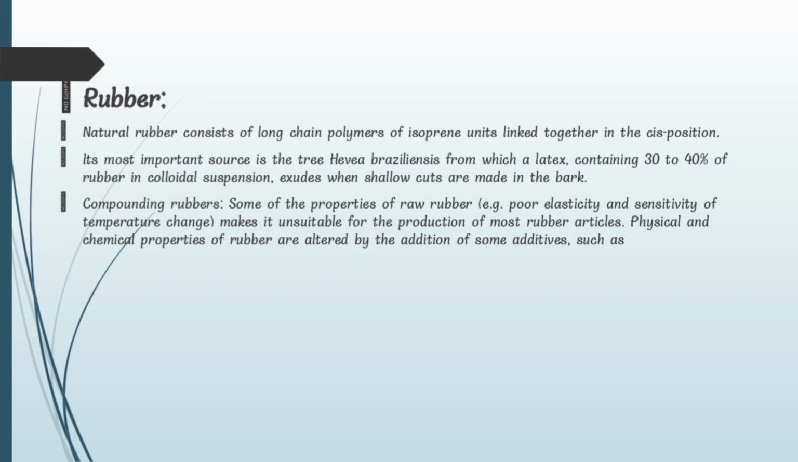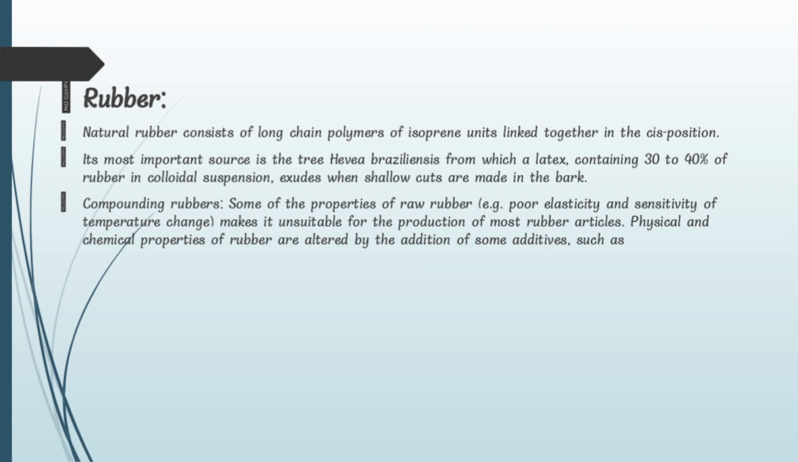Next is rubber. Natural rubber consists of long chain polymers of isoprene units linked together in the cis positions. Its most important source is the tree Hevea brasiliensis, from which the latex containing 30 to 40% of the rubber in colloidal suspension exudes when shallow cuts are made in the bark.